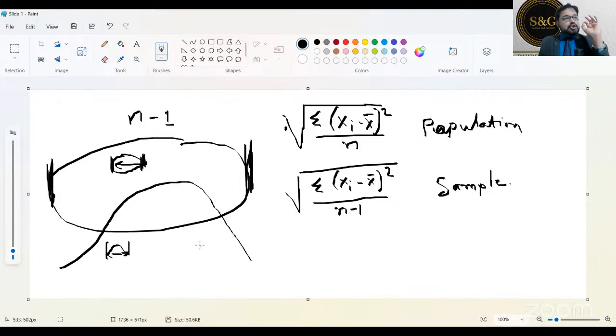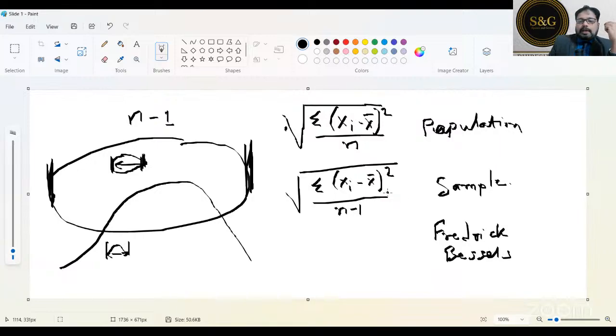Okay. So earlier they used to calculate with n only, but after that there was a statistician called Frederick Bessel, and this is called Bessel's correction. So Frederick Bessel, he was a statistician. He introduced this degree of freedom n minus 1, and he reduced the number of data set.